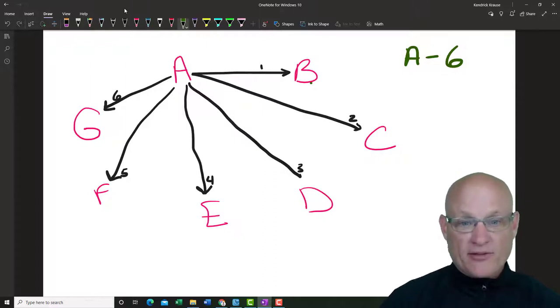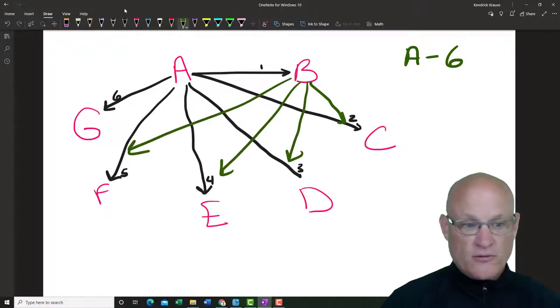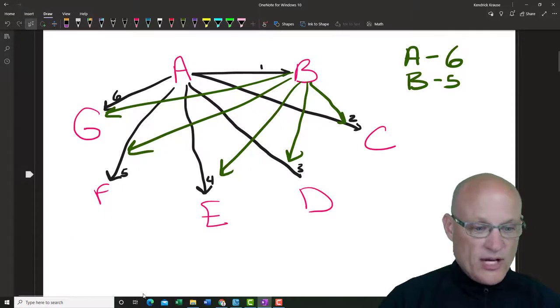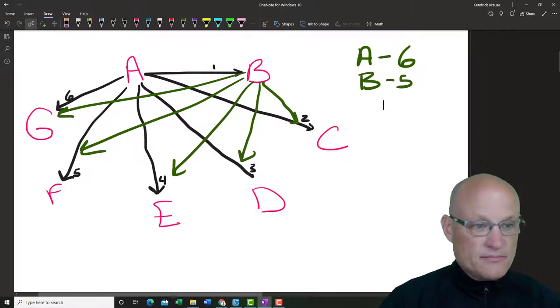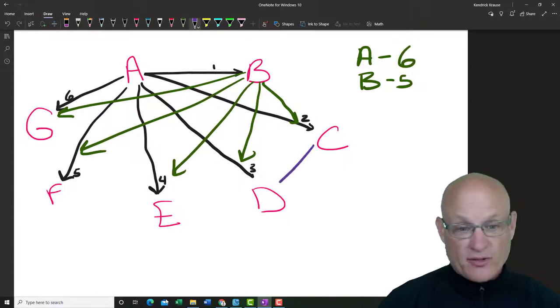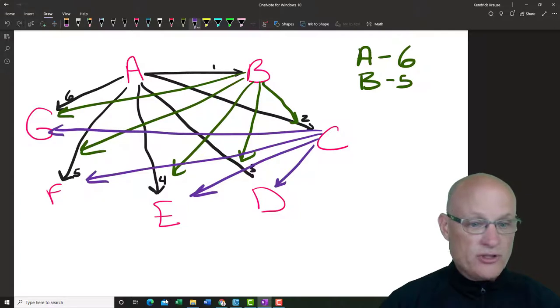Well, B's already played A, so they don't have to play A, but they got to play C, D, E, F, G: 1, 2, 3, 4, 5. So B is going to play 5 new games. Now we're going to tackle C. Let's go to purple. C is going to be purple. C's already played B and A, so they only have to play D, E, F, and G. So C has to play 4 new games.